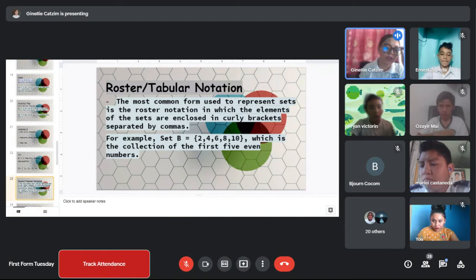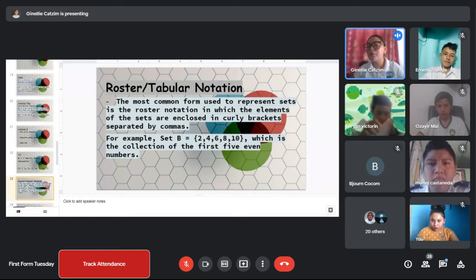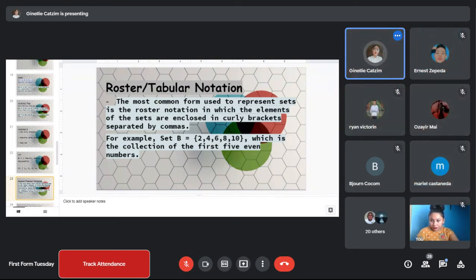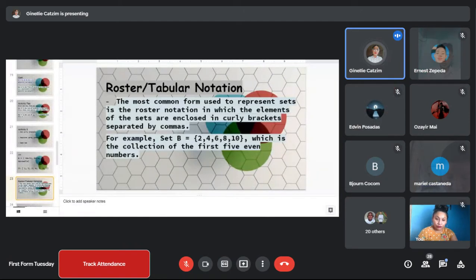So now, for today, we are covering the roster or tabular notation. This is the most common form used to represent sets, right? In which the elements of the set are enclosed in curly brackets separated by commas. So this is giving you some important features about the roster notation. Because it says it is enclosed in curly brackets separated by commas. If you do not have something like that, that is not roster notation.